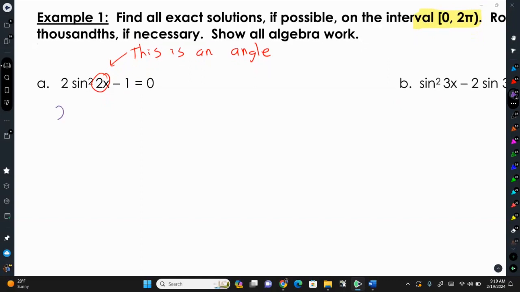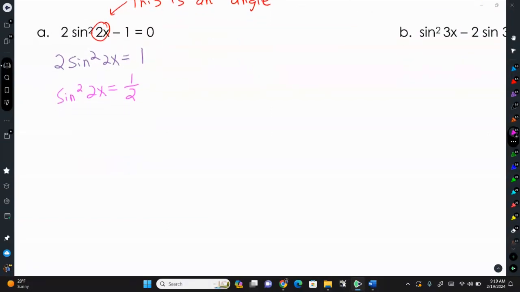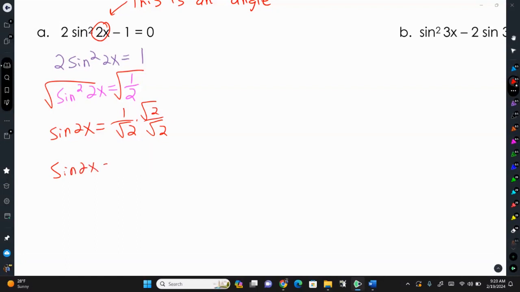So we're going to add 1 to both sides. So we have 2 sine squared of 2x equals 1. Then we divide by 2. So we have sine squared of 2x equals 1/2. Then we square root both sides. So we have sine of 2x equals, well, we can't have the square root of 2 in the denominator. So 1 over the square root of 2 multiplied by the square root of 2 over square root of 2. So we have sine 2x equals the square root of 2 over 2.